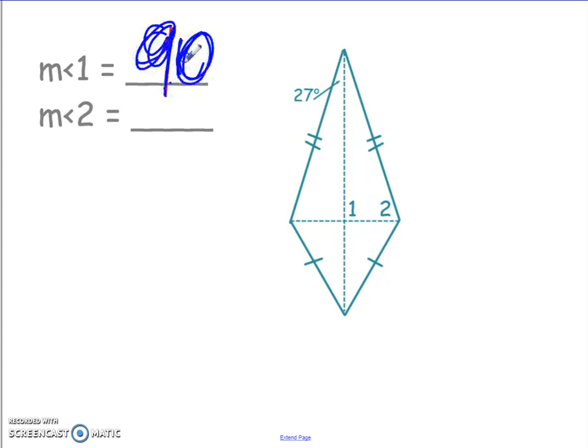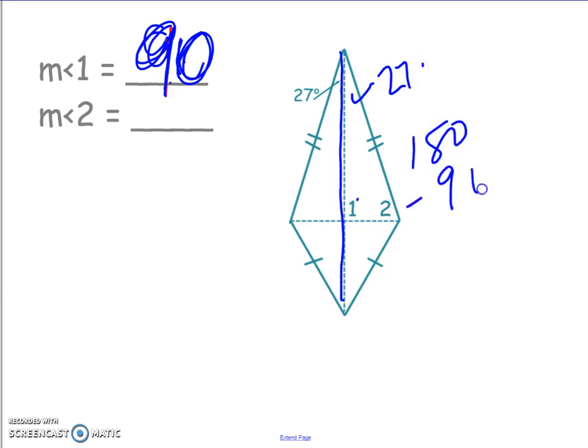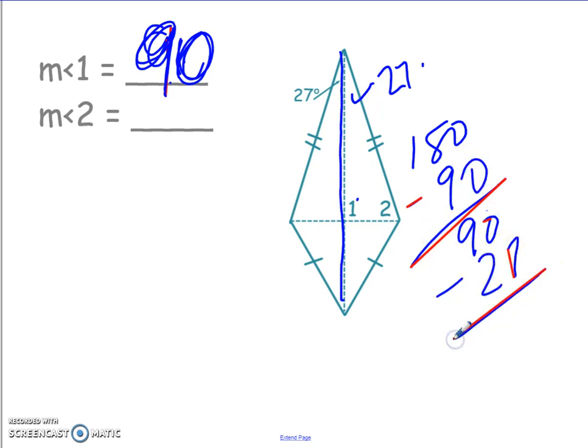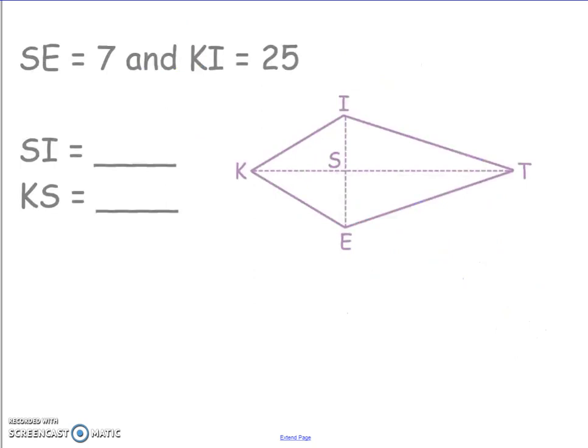90 degrees. Angle 2, so because this long one bisects this angle, this one is also 27. So if this is 90 and this is 27, we can do 180 minus 90 minus 27, so that would give us 63. So angle 2 is 63. Let's try another one. Go ahead and pause it, come back, see if you get the same things I got.